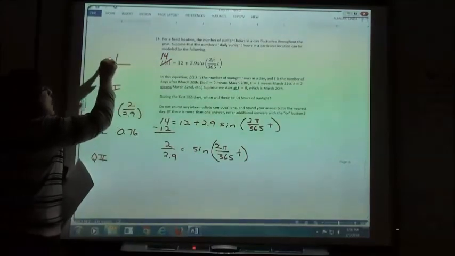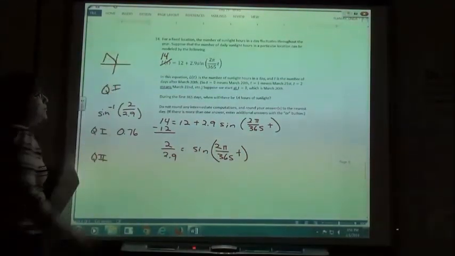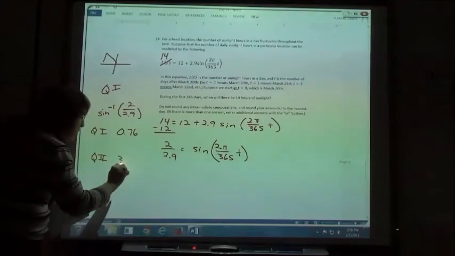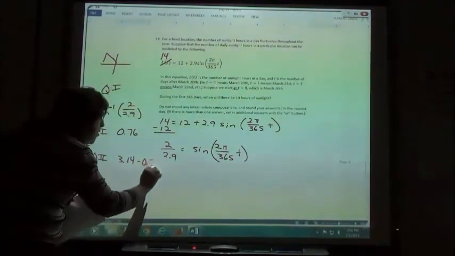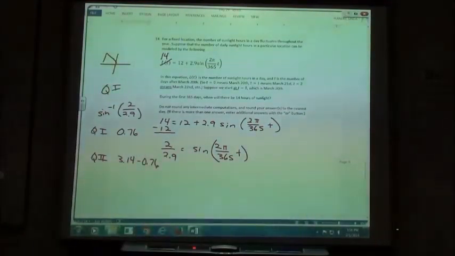So if you think about quadrant 2, I'm going to subtract from 180. So I'm going to take 3.14 minus my 0.76. So 3.14 minus 0.76 gives me 2.38.